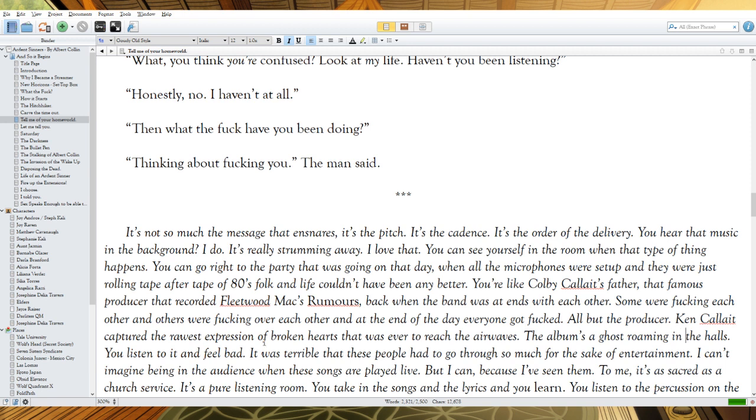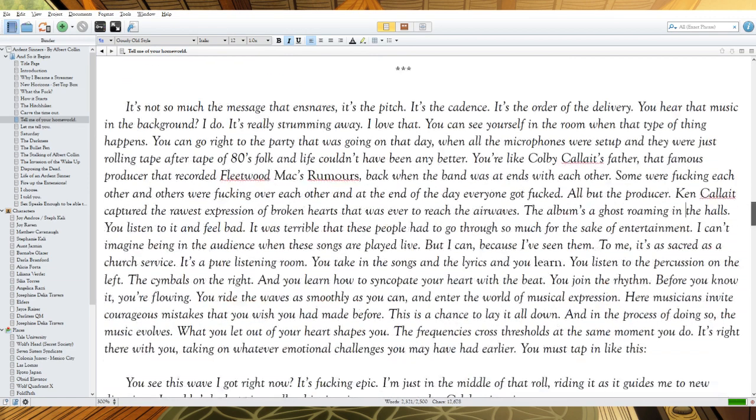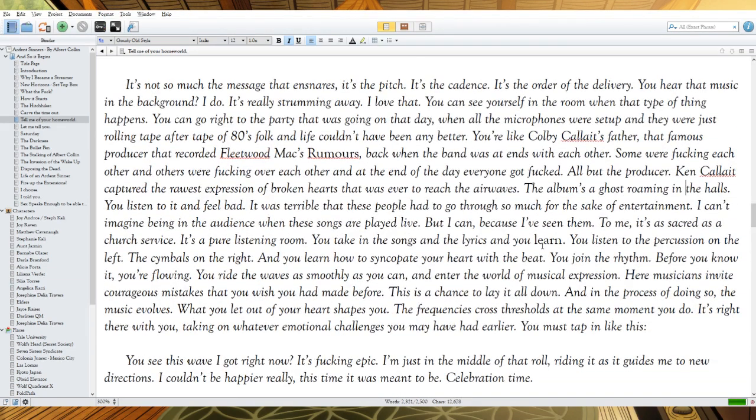You listen to it and feel bad. It was terrible that these people had to go through so much for the sake of entertainment. I can't imagine being in the audience when these songs are played live. But I can because I've seen them. To me, it's as sacred as a church service. It's a pure listening room.